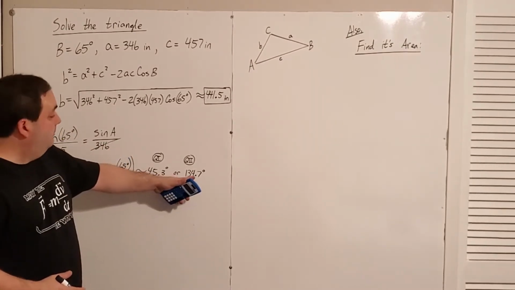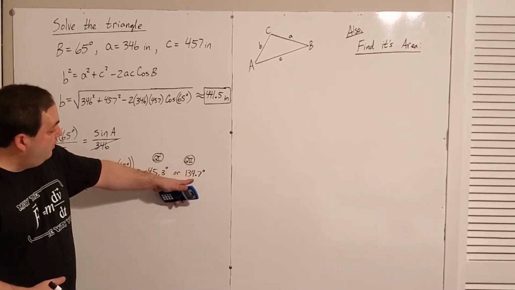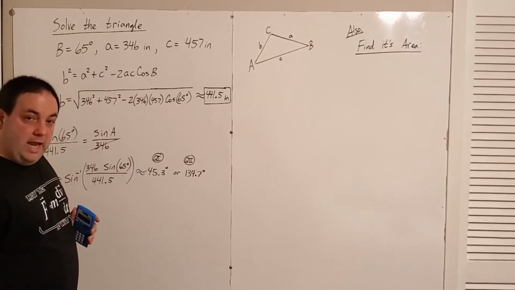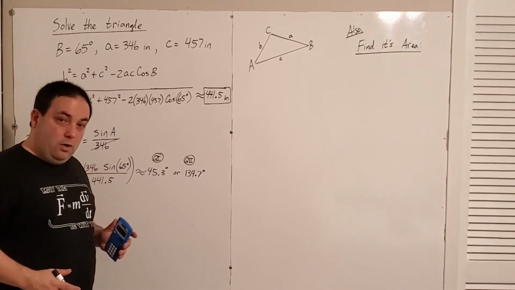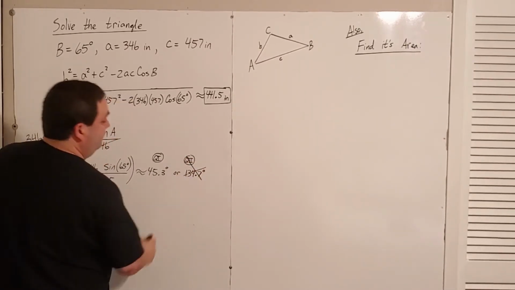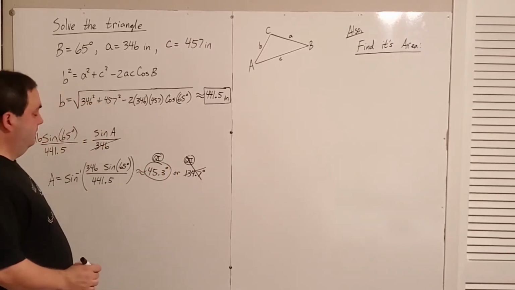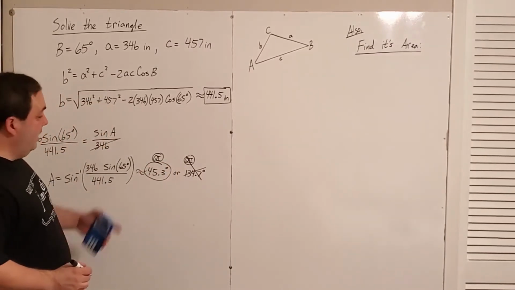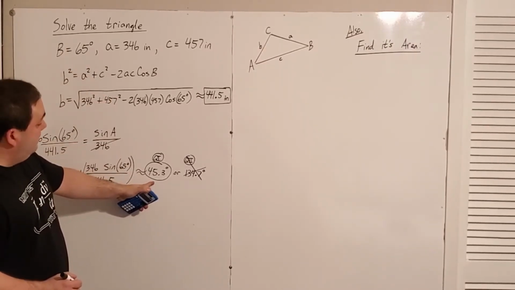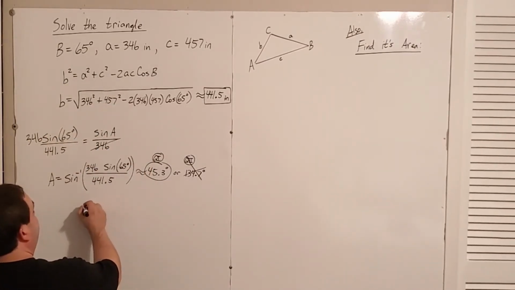Okay? But even though this could fit in a triangle by itself, if I add 134.7 to 65, it's already bigger than 180, which means it can't work in any triangle, right? So this is not going to work. And therefore, this must be my angle A, right? And of course, I have angle B, 65. If angle A is 45.3, then angle C is just a subtraction away.